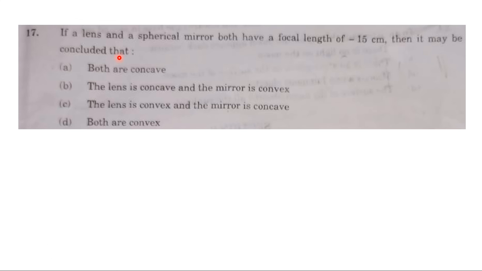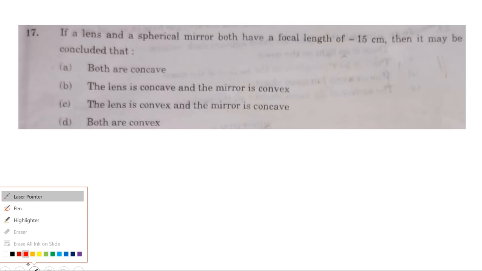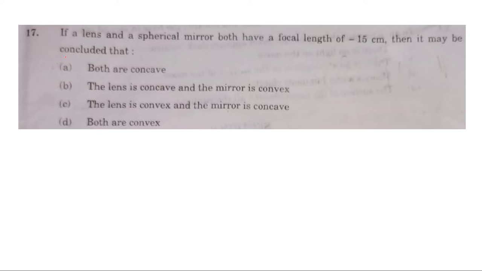Class 10 NCERT Physics questions and answers. 17th question: If a lens and a spherical mirror both have a focal length of -15 centimeter, then it may be concluded that... The answer for this question is: both are concave is the correct answer.